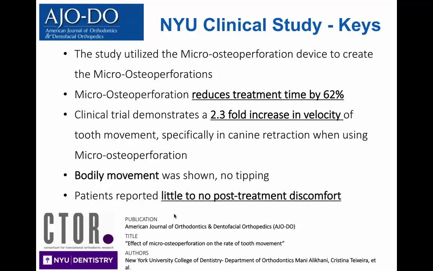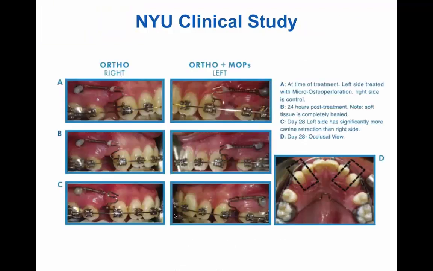Now, you know as well as I do that canine roots are perhaps the largest and strongest single roots in the head. So when you can increase the rate of a canine root by 2.3 times, that's doing something. So that's pretty successful. Bodily movement of the tooth was shown, not tipping, which means that the micro-osteoperforations were successful in accelerating the rate of bone breakdown and remodeling across the entire length of the root. And then patients reported little to no post-treatment discomfort.